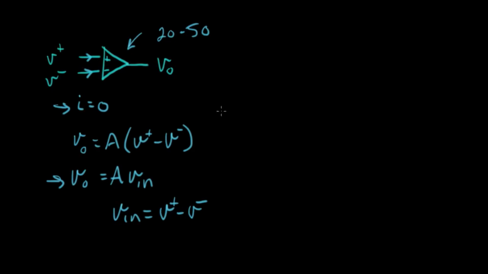Let me add a couple more details on how this thing is actually hooked up. We have a plus terminal and a minus terminal. There are more terminals on this. There's a power supply that's plus big V, and there has to be a minus supply, typically minus V. And there'll be a ground pin, a ground node on here.